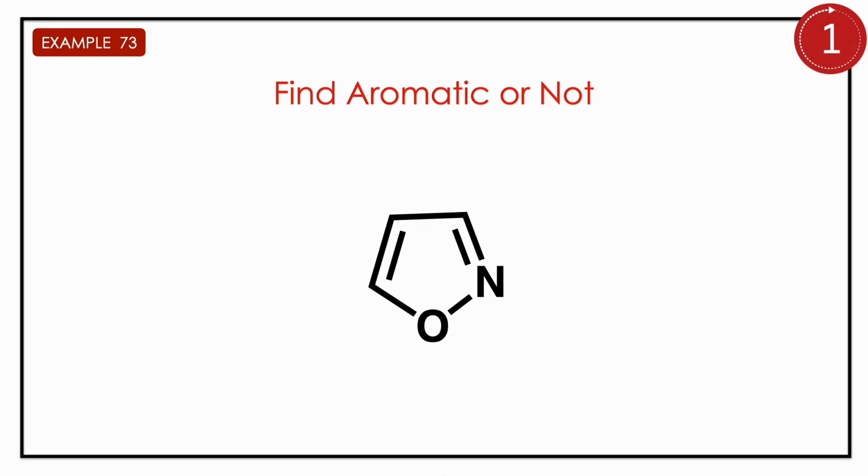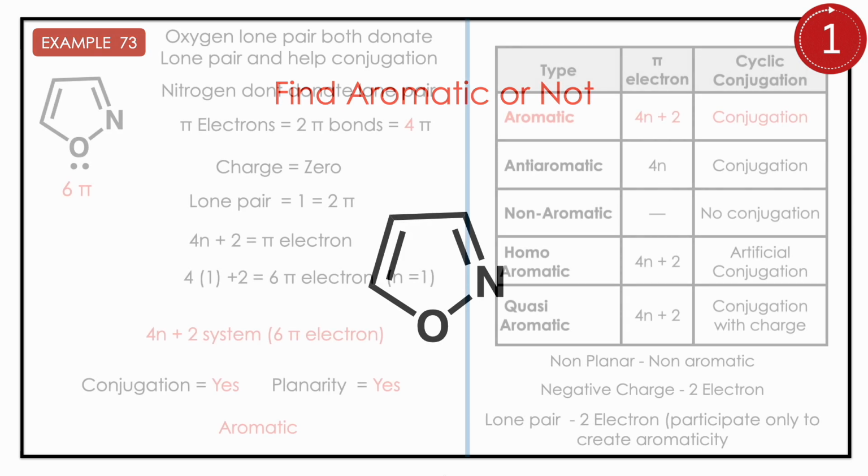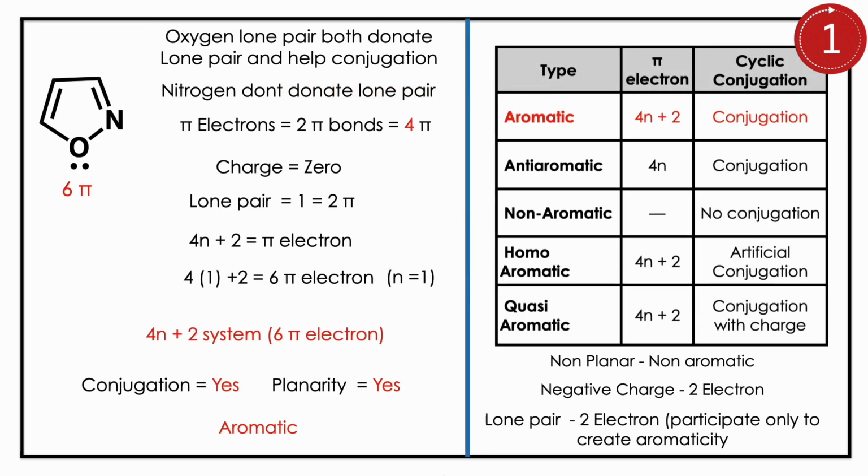Then the next example, you have a heterocyclic system with nitrogen and oxygen. You should find whether the given compound is aromatic or not. Here you have a 5-member system with nitrogen and oxygen. Oxygen should donate the lone pair because it should establish the conjugation. So totally 2 pi bonds, so 4 pi electrons. Charge is 0. One lone pair participates, which equals 2 pi electrons.